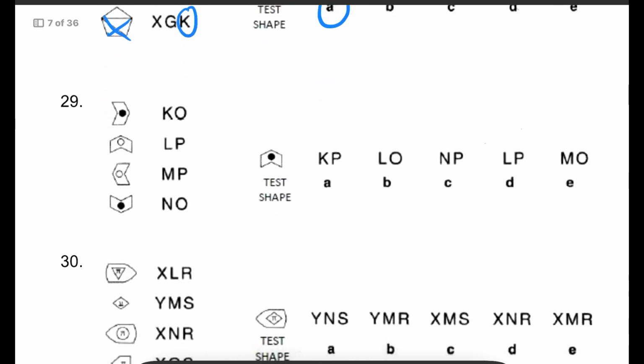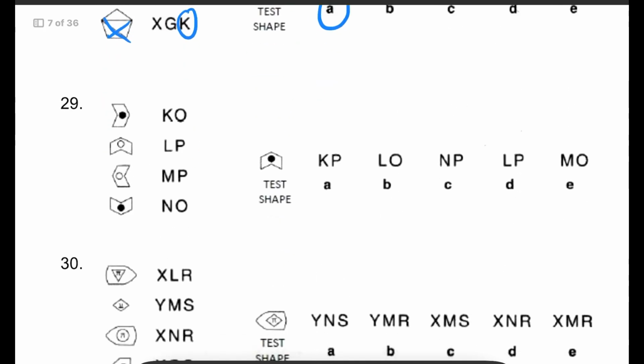In this question, they've all got a different first letter, but these two both have a P as the second letter. And as you can see, they both have this inside circle being white, whereas these two both have the circle being black, and they both have an O as the second letter. The test shape also has a black inside circle, so the second letter will be an O.